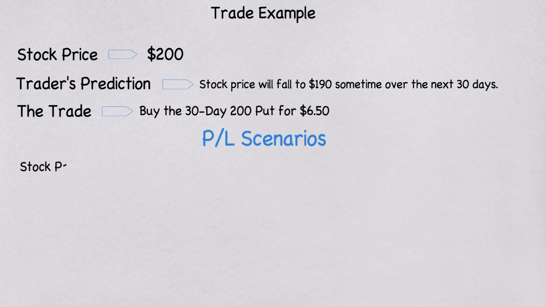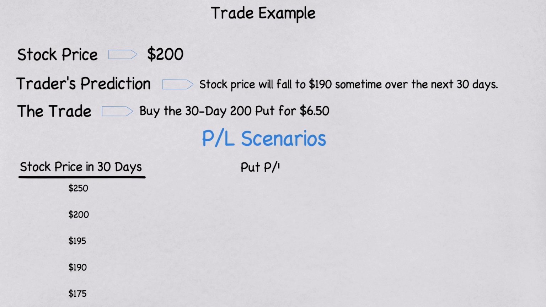Based on this trade, let's look at the P&L of the put position based on various stock prices 30 days later. In the first scenario, let's say the stock price increases to $250 in 30 days, quite opposite of the trader's prediction. In this scenario, the put P&L would be a loss of $650 per put contract because that put option would expire worthless, and since it was purchased for $6.50, the loss on that option contract is $6.50 times that $100 contract multiplier, which comes out to a loss of $650.